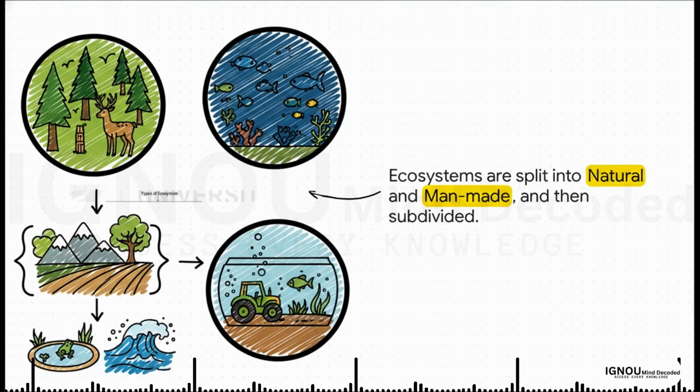So, how do we organize all these different ecosystems? Well, we can sort them into a few categories. The biggest split is between natural ecosystems, the ones that exist on their own, and man-made or artificial ones, like a cornfield or a fish tank. Then, if we look at the natural ones, we can split them into terrestrial, which just means land-based, and aquatic, which means water-based. And we can get even more specific, right? Like aquatic can be freshwater, such as a river, or marine, like the big open ocean.